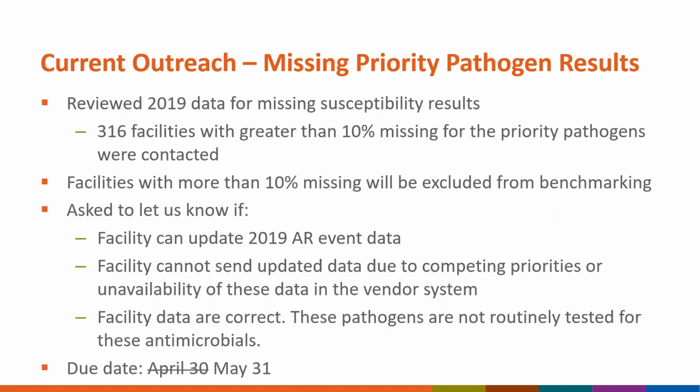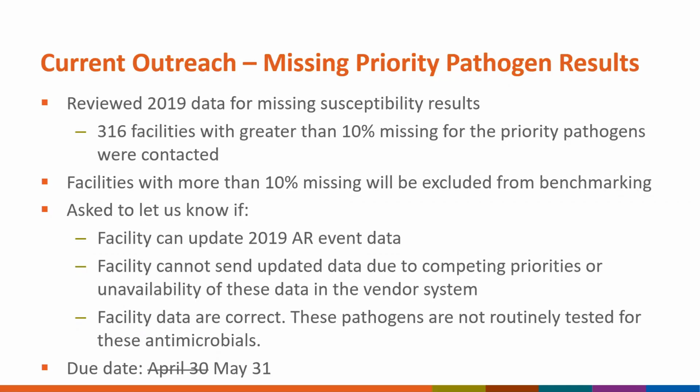As a result of that work, we reviewed all 2019 AR option data for missing susceptibility results, specifically if the facilities reported not tested for drugs that would normally be tested according to routine clinical practice. We found 316 facilities that had more than 10% of susceptibility results missing for 1 or more priority phenotypes. Our plan is to exclude facilities missing more than 10% of susceptibility results from the benchmarking.